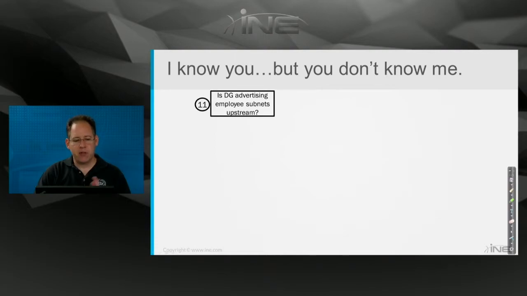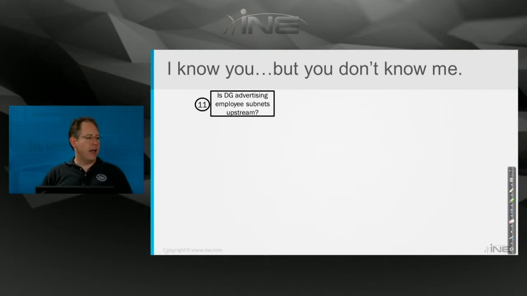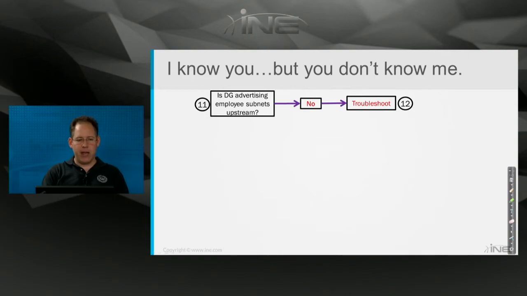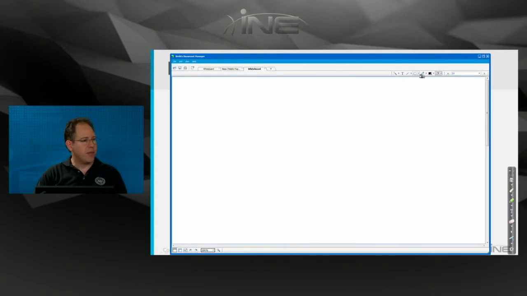We verified that you could reach it. So now we're going to get to the next step, which is step 11: is that actual router advertising the employee subnets upstream? And if not, troubleshoot that. So what are we talking about there? Let's just do a brief recap to explain what that's dealing with.